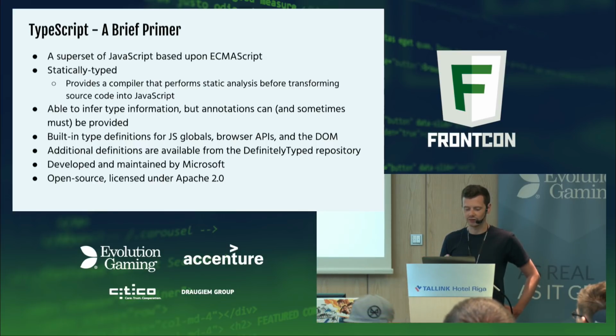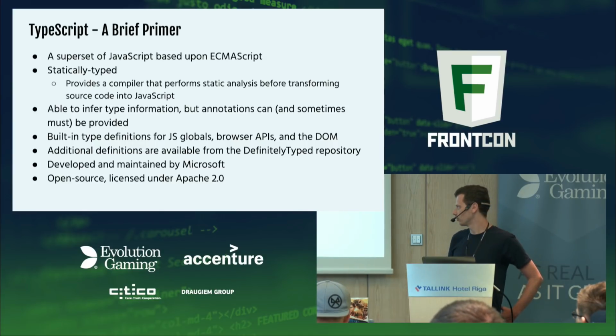Built-in type definitions are available for JavaScript globals, the DOM API, and also for built-in browser objects as well. But there's a really useful project called Definitely Typed that provides additional definitions for a variety of libraries and JavaScript technologies, the most prominent being Node. And it's developed and maintained by Microsoft.